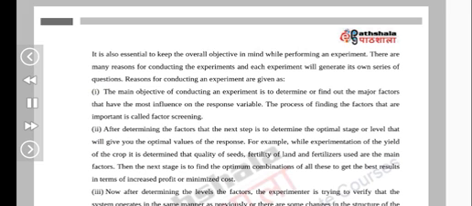It is also essential to keep the overall objective in mind while performing an experiment. There are many reasons for conducting experiments, and each experiment will generate its own series of questions. Reasons for conducting an experiment are given as follows. I. The main objective of conducting an experiment is to find out the major factors that have the most influence on the response variable. The process of finding the factors that are important is called factor screening.